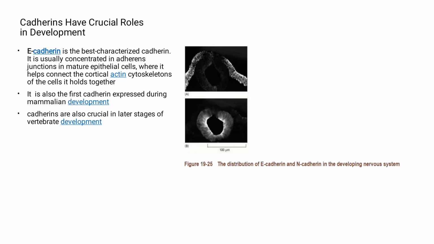Here we have a figure showing the distribution of E cadherin and N cadherin in the developing nervous system. These are immunofluorescence micrographs of a cross-section of a chick embryo showing the developing neural tube labeled with antibodies against, in letter A, E cadherin, and in letter B, N cadherin. Note that the overlying ectoderm cells express only E cadherin, while the cells in the neural tube have lost E cadherin and have acquired N cadherin.